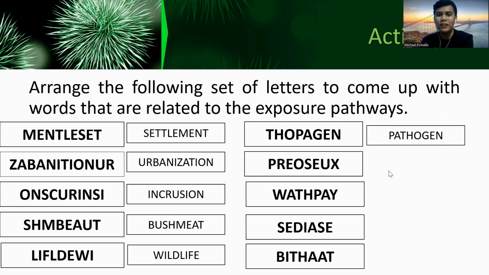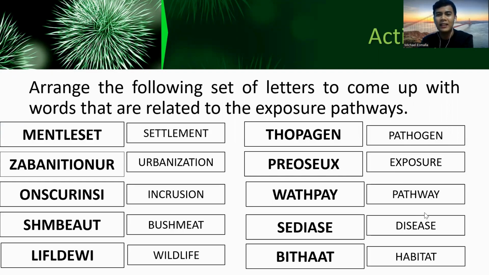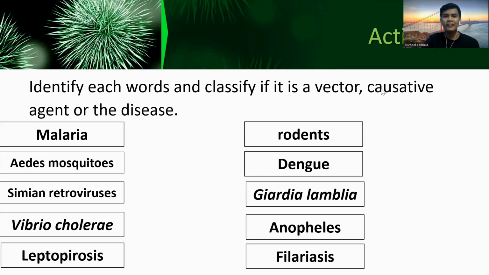For the seventh one, that would be exposure. And then for the eighth one, that would be pathway. We also have disease and habitat. So as we go on with our discussion, we will be discussing how these different words relate to our topic.